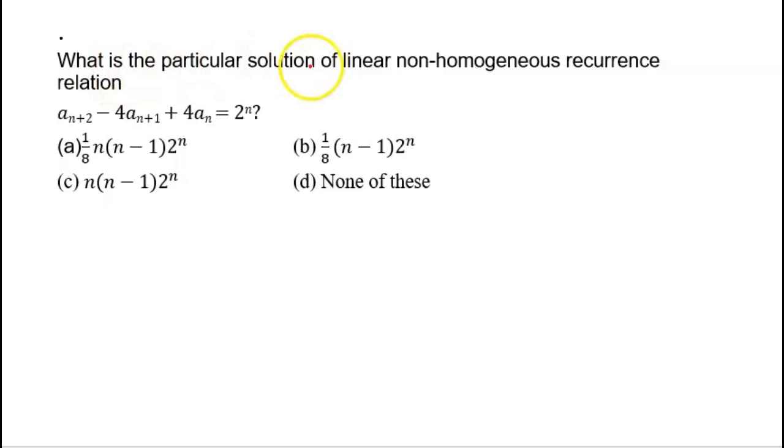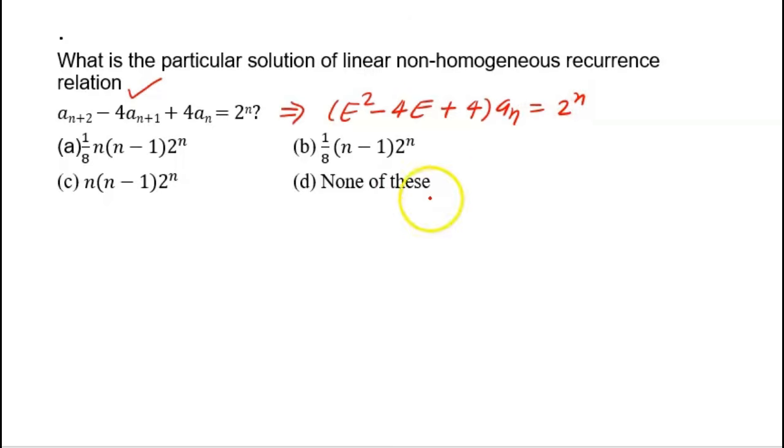What is the particular solution of linear non-homogeneous recurrence relation given by this? So if you look at this, let me rewrite it for your convenience. It can be rewritten as E square minus 4E plus 4 a_n is equal to 2 to the power n. They are asking us to find the particular solution.